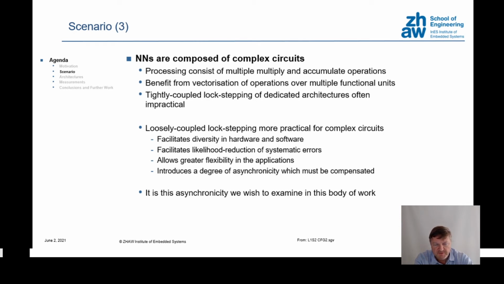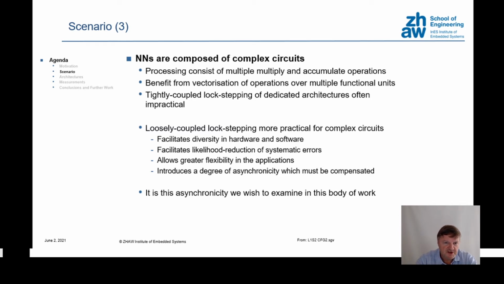Neural networks, again, are computationally expensive. We use multiply and accumulate operations, and we have complex parallel circuits to perform these operations. The architectures benefit from a vectorization of operations over multiple functional units, and tightly coupled lockstepping of these dedicated architectures is often impractical and expensive, also difficult to achieve.